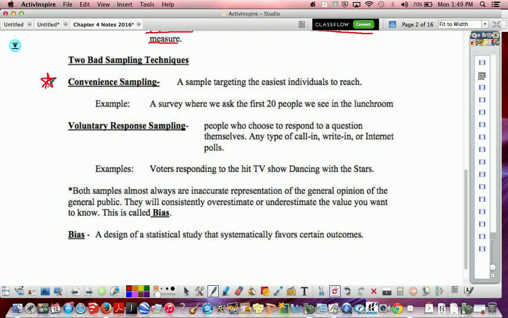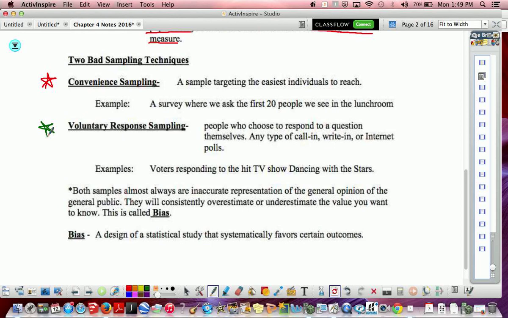They're trying to get responses quickly and fast. What's nice about convenience sampling is it's fast, but not always the best. Here's the second, which many people feel at times is a good way to sample, but can definitely lead to a lot of bias. And that is called a voluntary response sample.